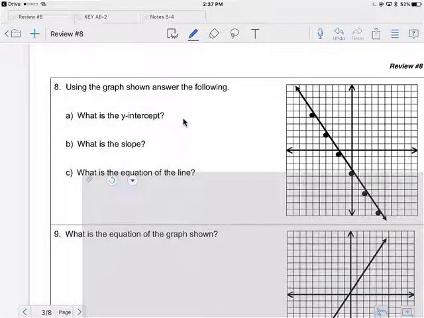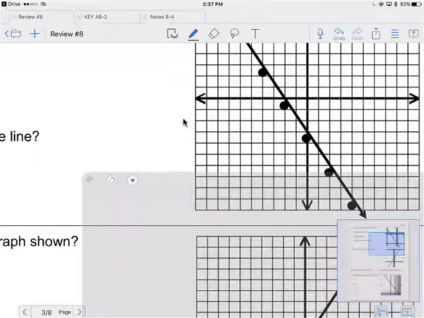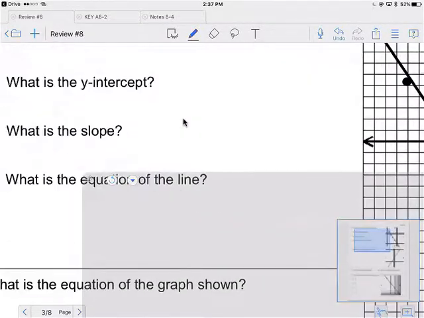Problem 8 asks me to take this graph and answer the following. The y-intercept is where the line crosses the y-axis. I'm going to use the line instead of the points. So it crosses at negative 3.